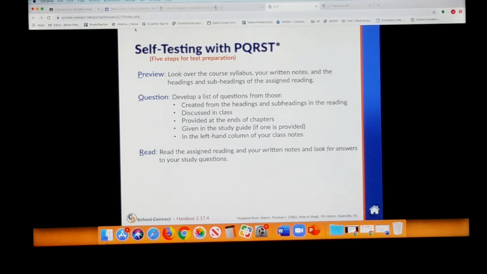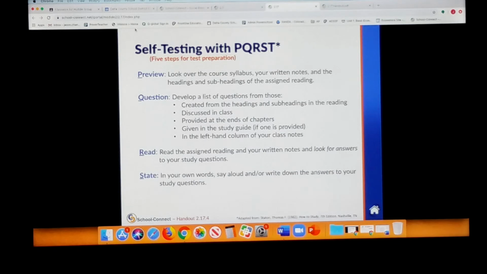Read. Read the assigned reading in your written notes and look for answers to your study questions. I know reading can be boring, especially at your age. I wasn't a great reader when I was in high school, but literally reading is the most important thing you can do for your life to be a smart person. And we should all want to be smart people.